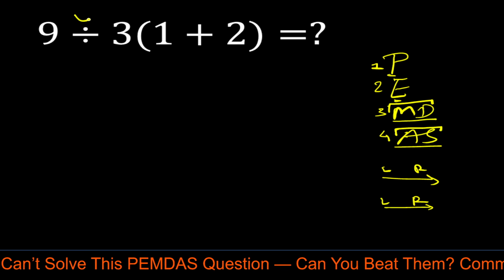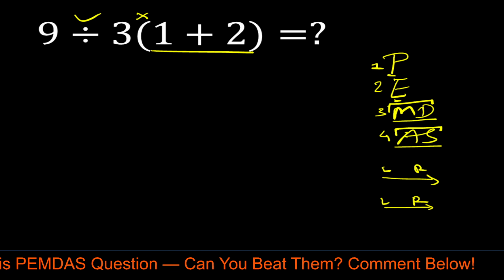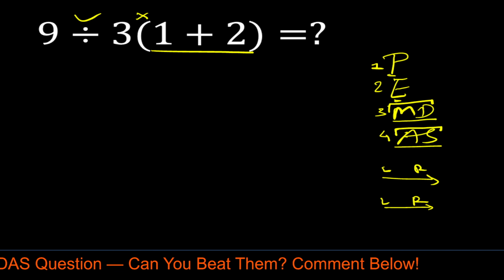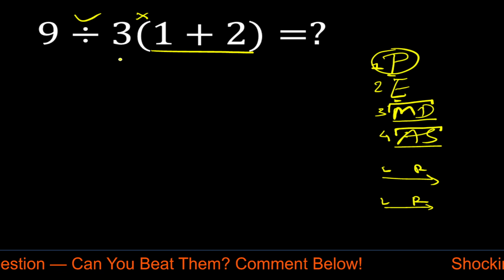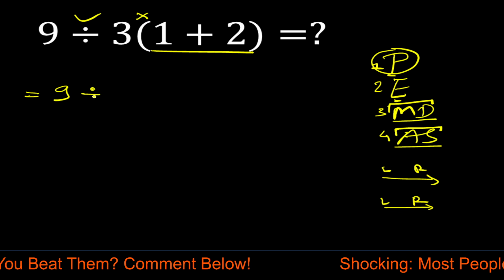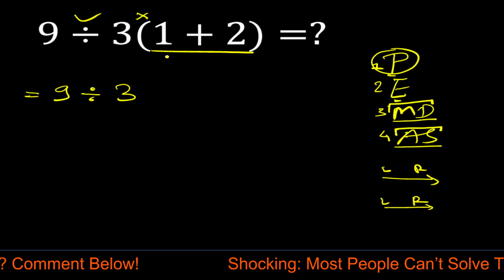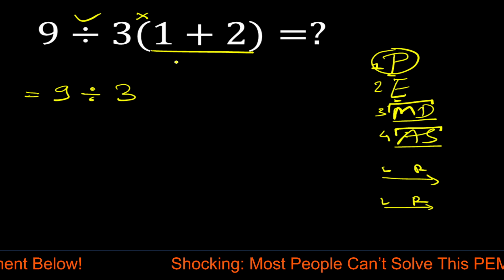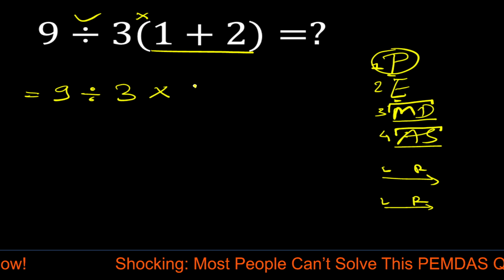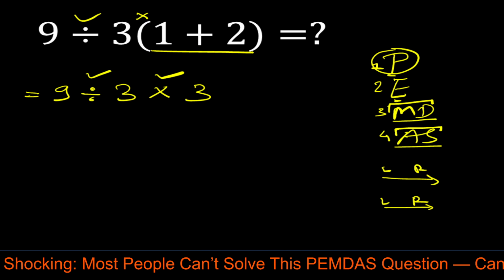So in this question, here we have division, here multiplication, and here we have one parenthesis, right? So according to the PEMDAS rule, first we have to solve the parenthesis. So now 9 divided by 3. Now solve this parenthesis. 1 plus 2 is equal to 3. So times 3, right? Now here we have division and here multiplication.